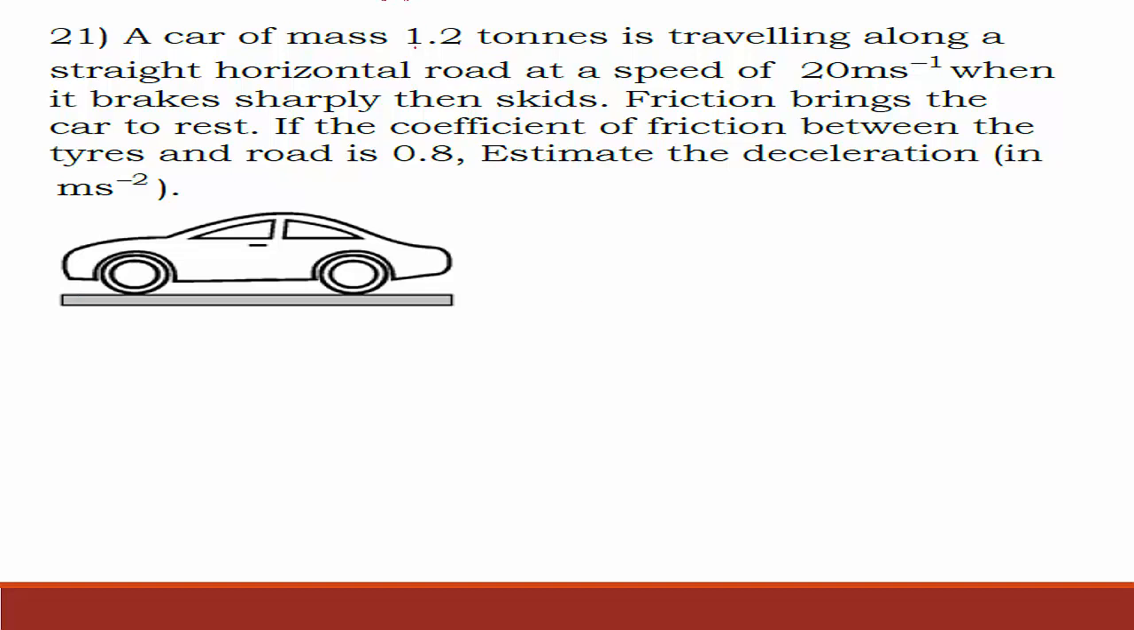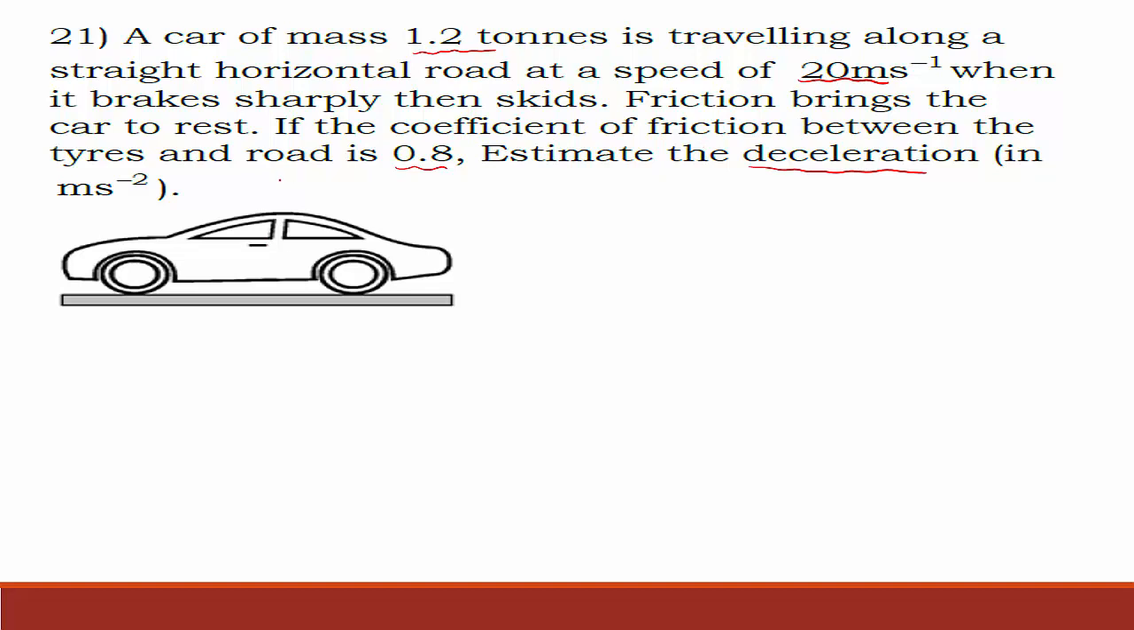A car of mass 1.2 tons is traveling along a straight horizontal road at a speed of 20 meters per second. When it brakes sharply, it skids. Friction brings the car to rest. If the coefficient of friction between the tires of the car and the road is 0.8, estimate the deceleration, meaning retardation, in terms of meter per second square.